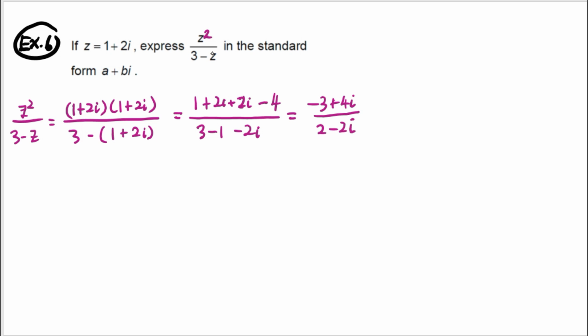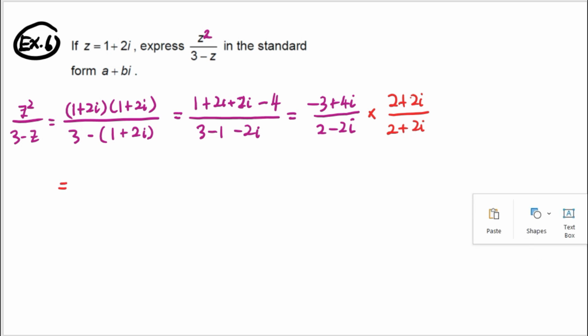Right, so is this in the standard form a plus bi? No. So we have to multiply with the conjugate. Always when we have a fraction where the denominator is a complex number, we have to convert this into a real number by multiplying with the conjugate. So the conjugate for this one will be 2 plus 2i. All right, now we need to multiply this one.